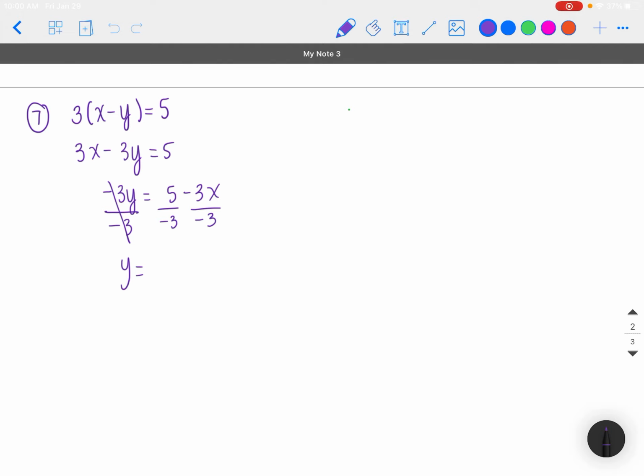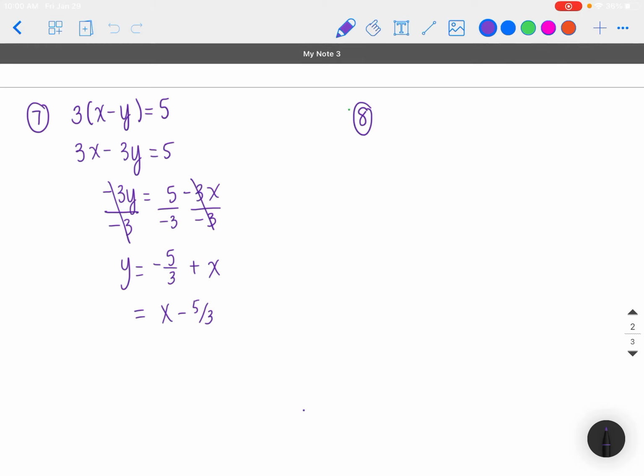And then we divide by -3. So y equals -5/3. Those would cancel, so make plus x. And if our answers are actually x minus 5/3, those mean the same thing, which is A. All right, number 8.